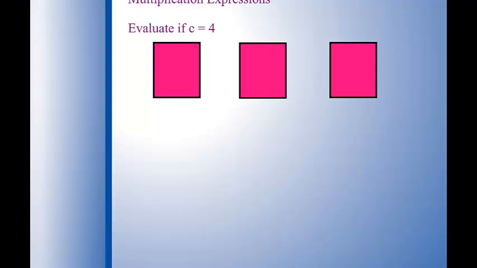Here we're going to evaluate. Evaluate, remember, means to solve. So if I knew that each box was C, I know that we're going to make C equal 4. So my expression is 3C, or 3 times C. I can substitute the 4 in for the variable and multiply 3 times 4 to get 12.